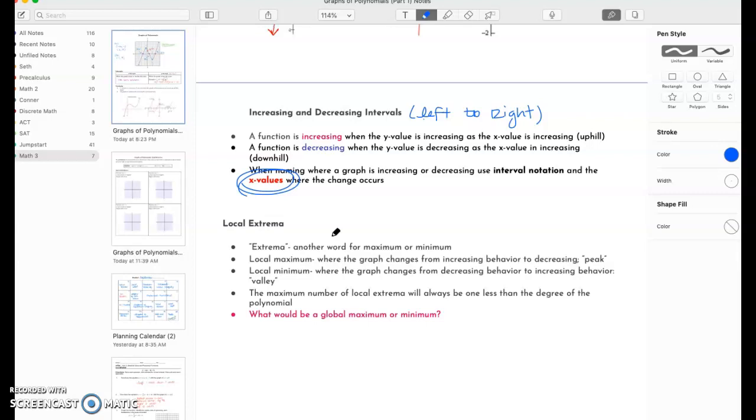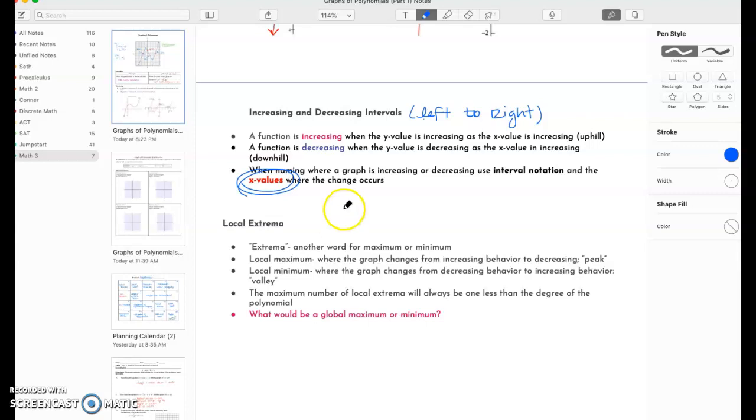And when we talk about a local max or min, we're thinking about local meaning in the area of. So if you're local to your house or local to your town, you're not traveling far out into the world. You're staying in that particular area. And so that's what we call it, a local max or min on these graphs of polynomials. So if it's a maximum, it looks like a peak on the mountaintop. If it's a minimum, it looks like the valley in between the two mountains.